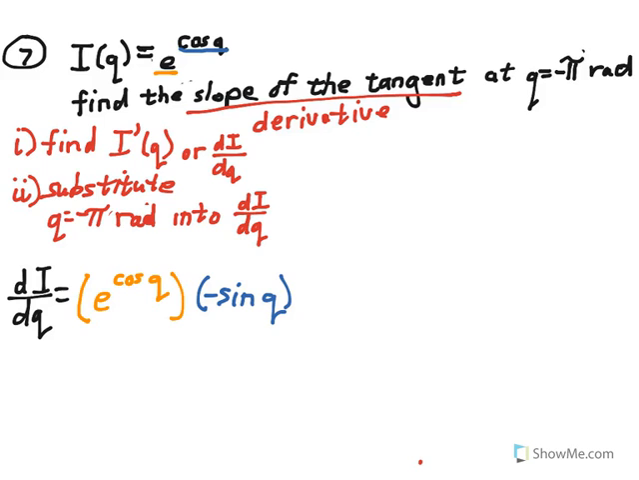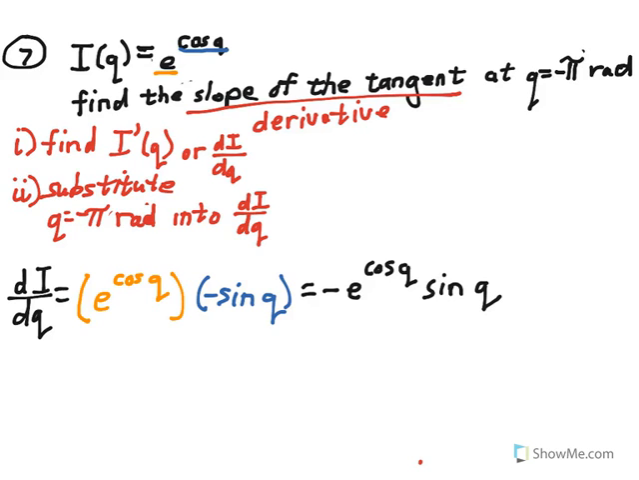Okay, and then just clean this up a little bit. I'm not sure how much real cleaning up you can do. This is going to be negative e to the cosine q times the sine of q.